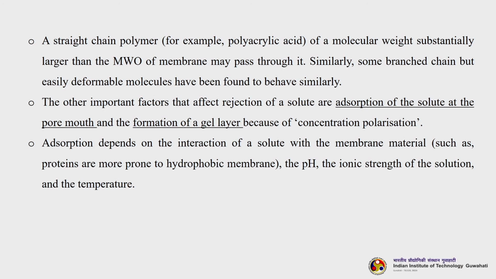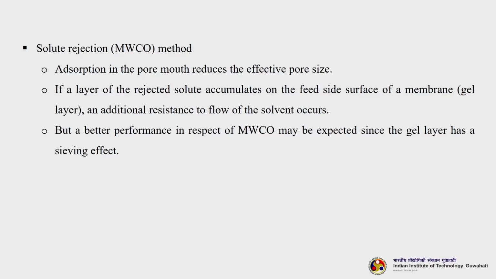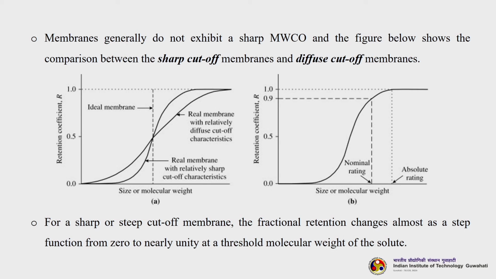Adsorption depends on the interaction of a solute with the membrane material, and proteins are very prone to adsorb on hydrophobic membranes. The pH and ionic strength of the solution, as well as sometimes temperature, also play a role. Adsorption in the pore mouth reduces the effective pore size. If a layer of rejected solute accumulates on the feed side surface of the membrane, that is the gel layer, then additional resistance to flow happens. A better performance with respect to molecular weight cutoff may be expected, since the gel layer has a sieving effect. So, you can see how I was talking about sharp cutoff and diffuse cutoff.